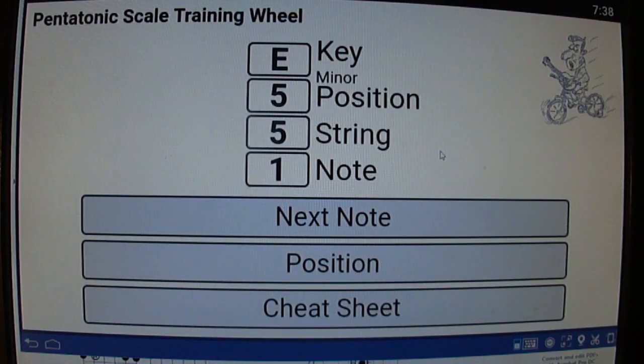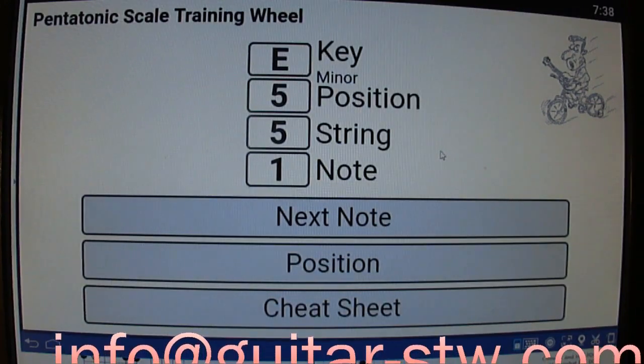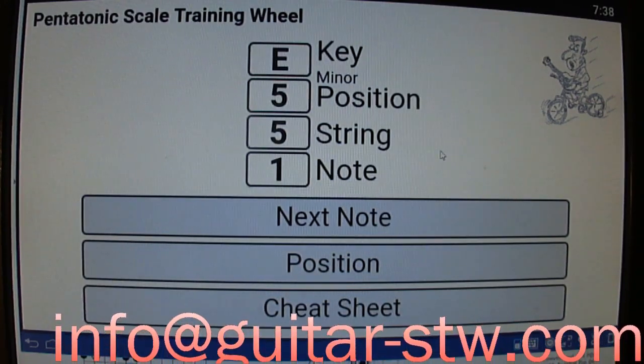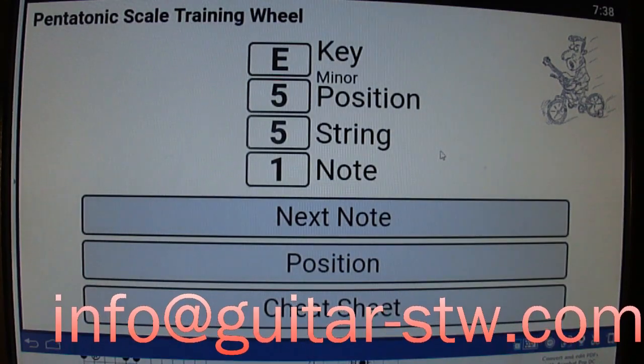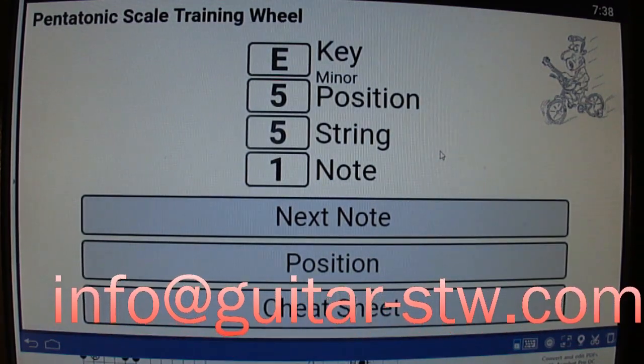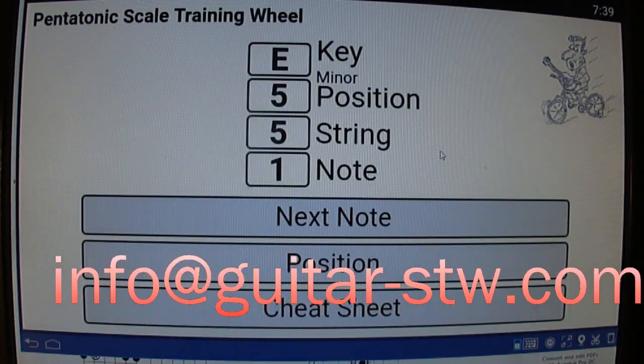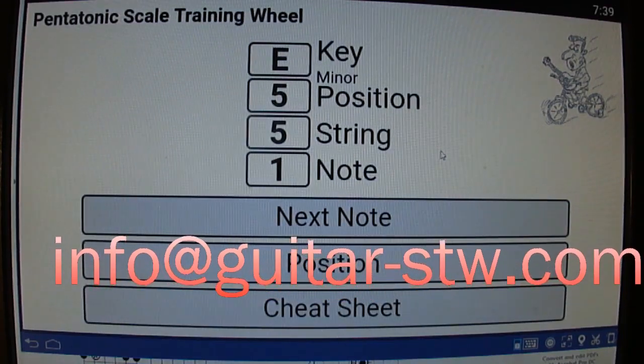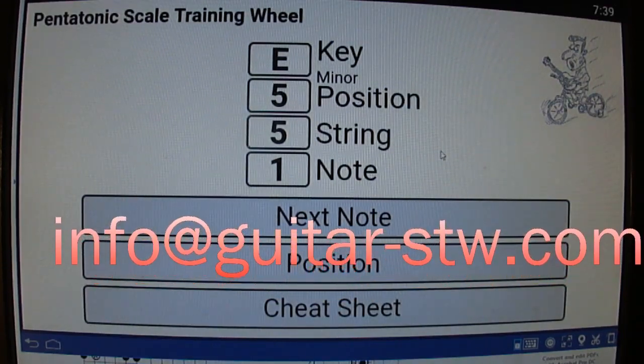But I think the real benefit of using this app is it helps you learn where the individual notes are all along the guitar fretboard. It's important to know when you look at the guitar where those notes are. On a piano, it's kind of easy. You know where C is because it's going to be right beside those two little black keys. But on a guitar, it's a little bit different.